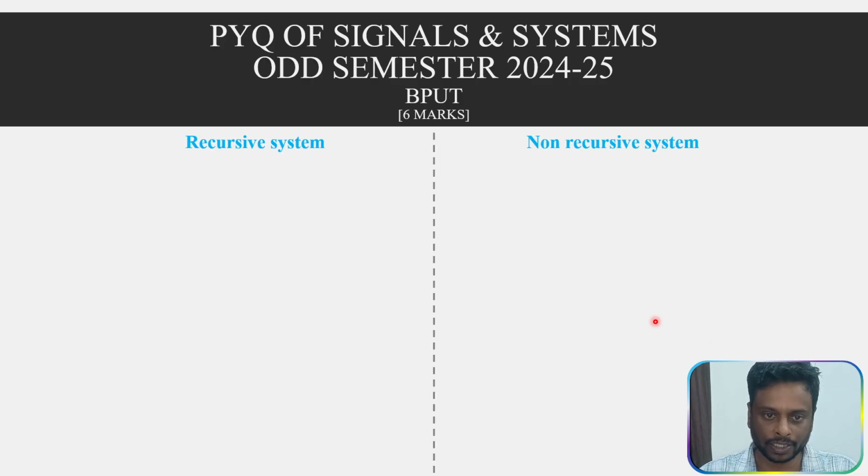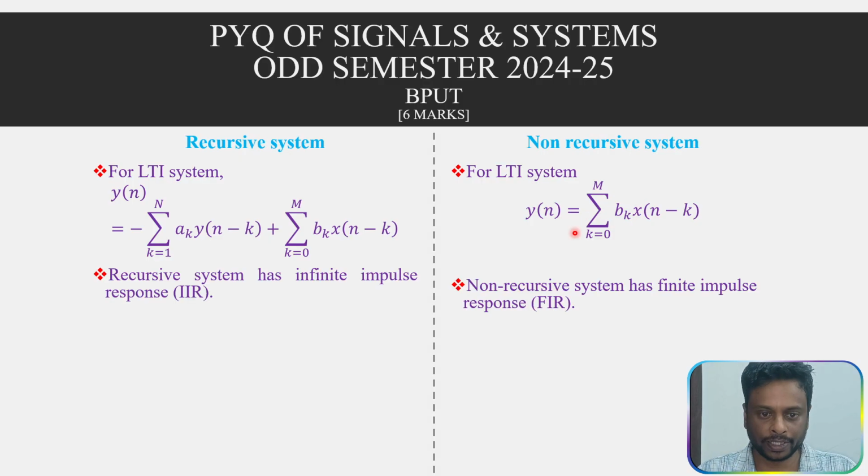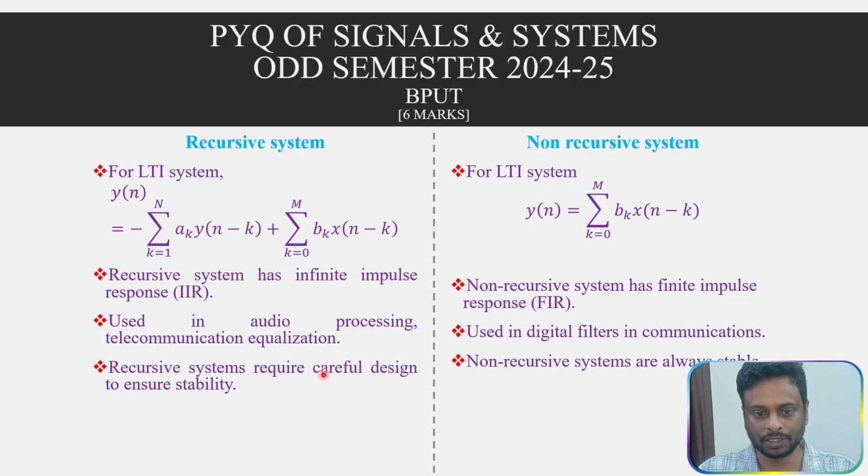Next, this is for an LTI system. In the case of a non-recursive system, this is our y of n. A recursive system has an infinite impulse response. Similarly, a non-recursive system has a finite impulse response. It is used in audio processing, telecommunication equalization, and in digital filters in communications. For recursive systems, you need careful design to have stability, but non-recursive systems are always stable systems.